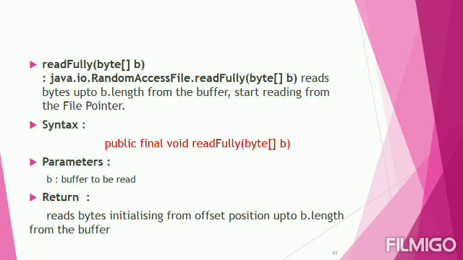The next function is to read bytes up to the buffer length, starting from the file pointer. The syntax is public final void readFully. It takes the input parameter of a byte array, where b refers to the buffer to be read into, and it reads the bytes starting from the offset position up to the length of the buffer.